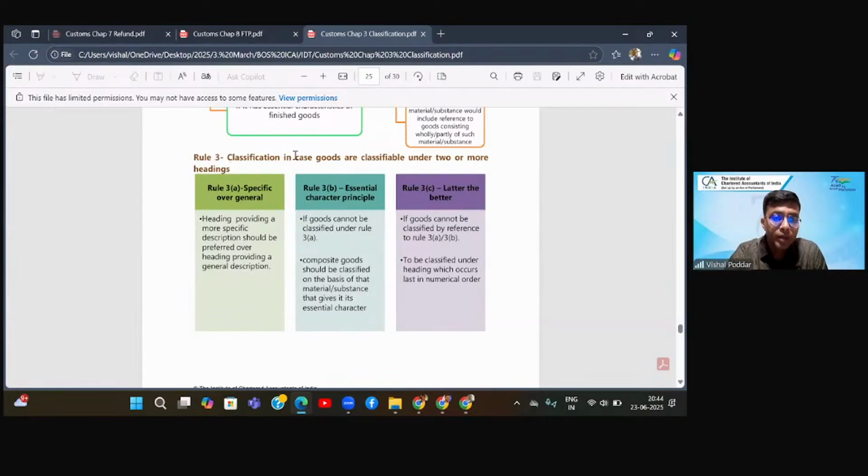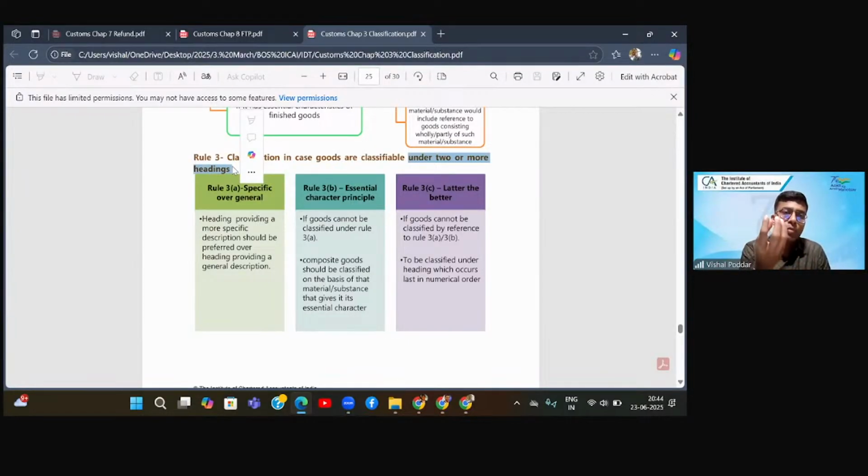Rule 3 comes where classification of the goods as per the above rule makes them classifiable under 2 or more headings. Same example of this masala. The masala has 3 different ingredients. That is how that mixture is given to you. Now, haldi also has a chapter, lal mirchi also has a chapter, and salt also has a chapter. You are given a combination of these. Where will you classify it?